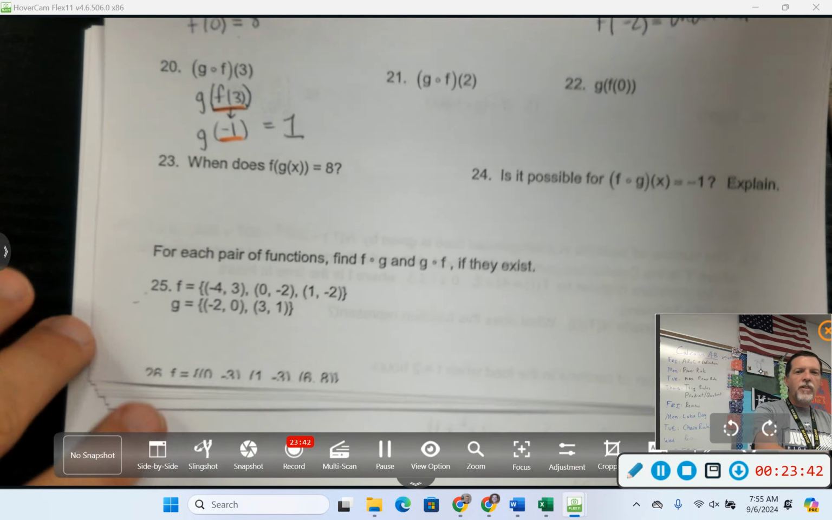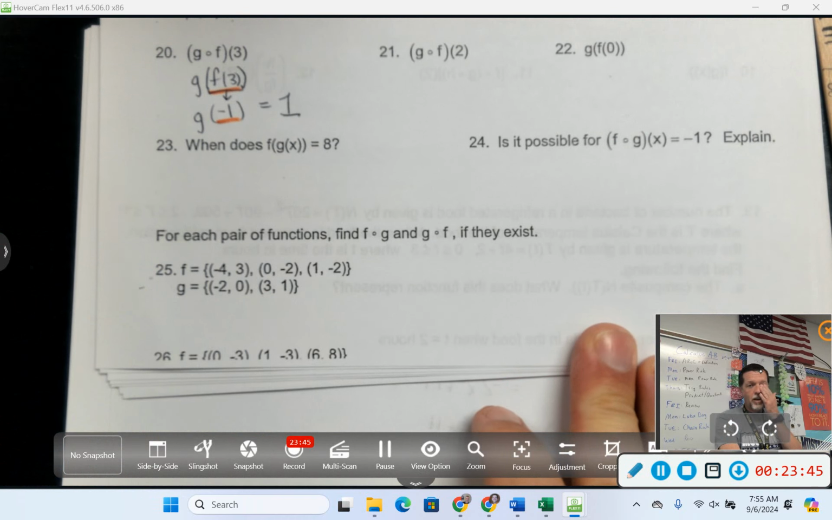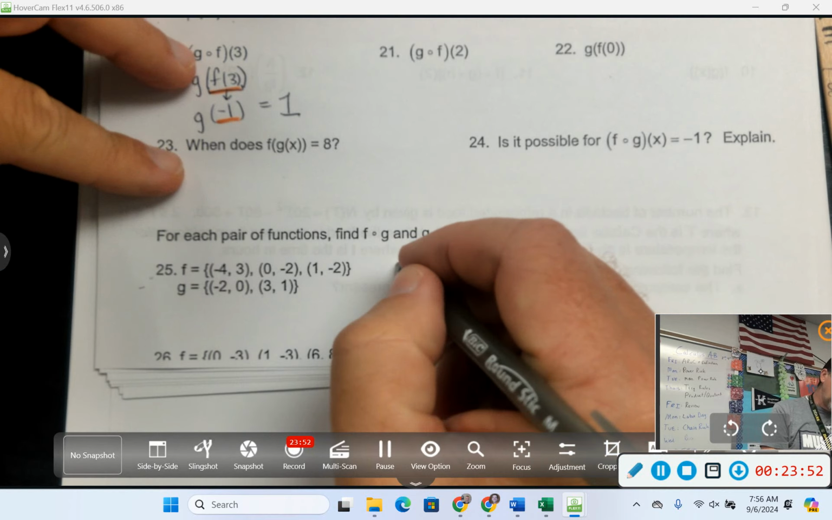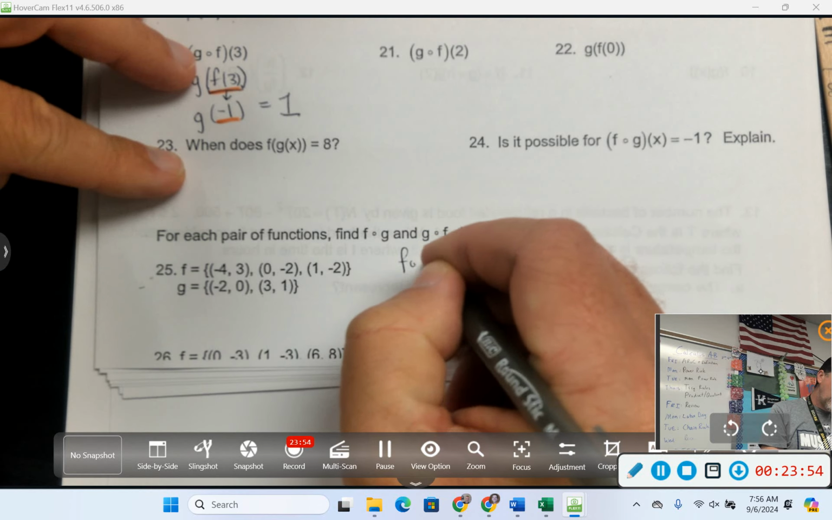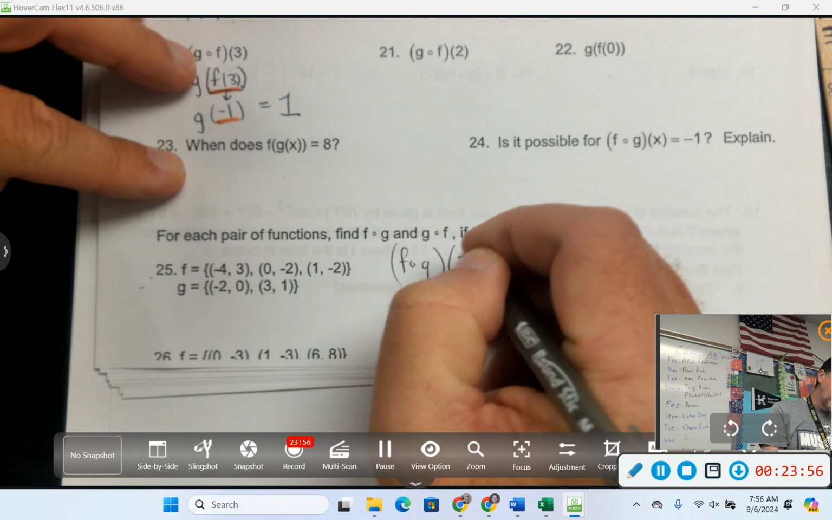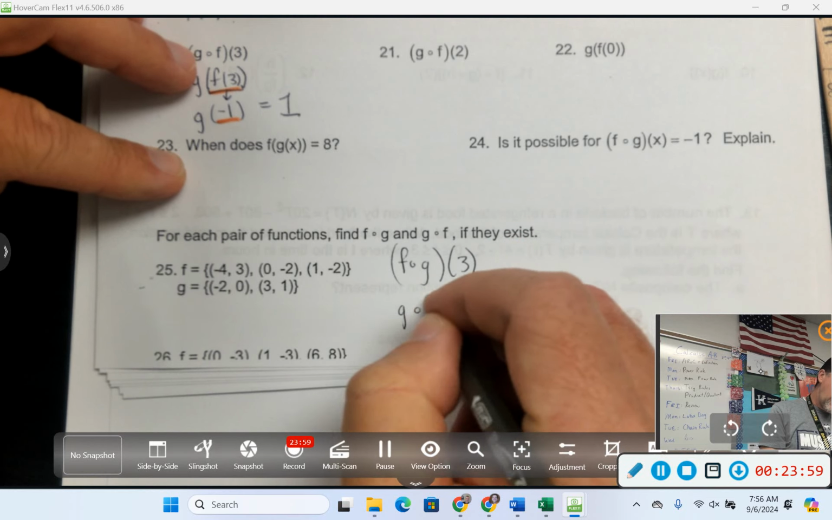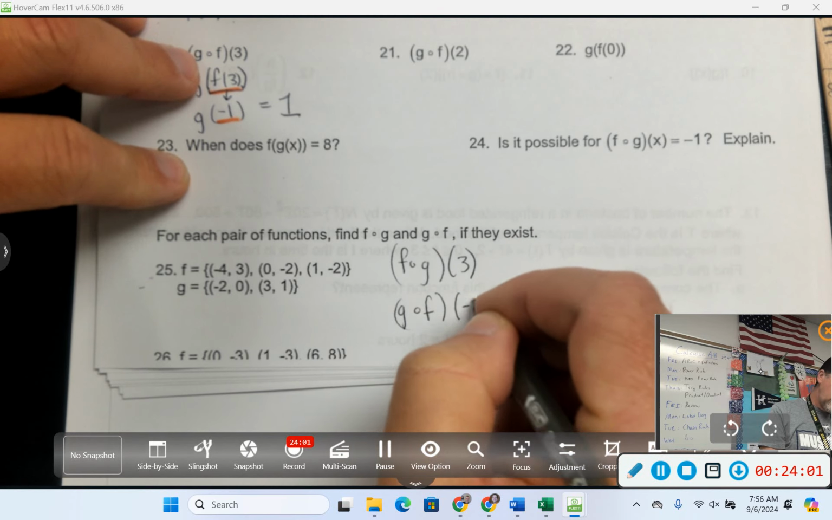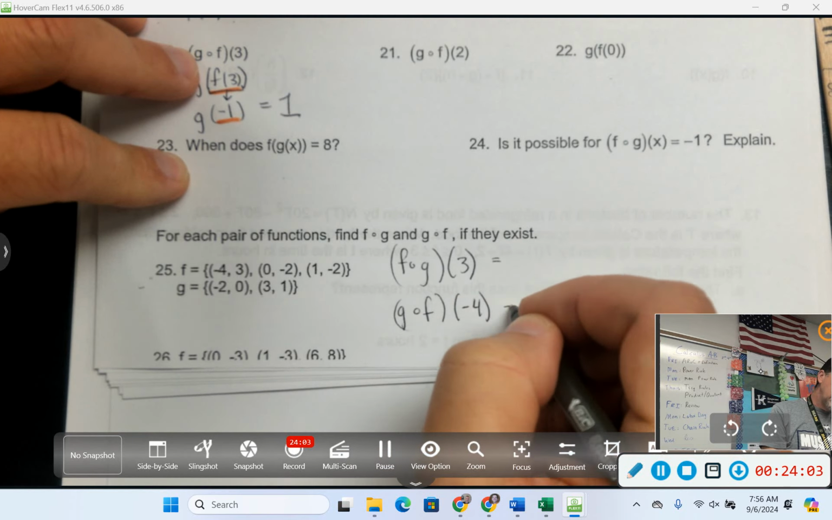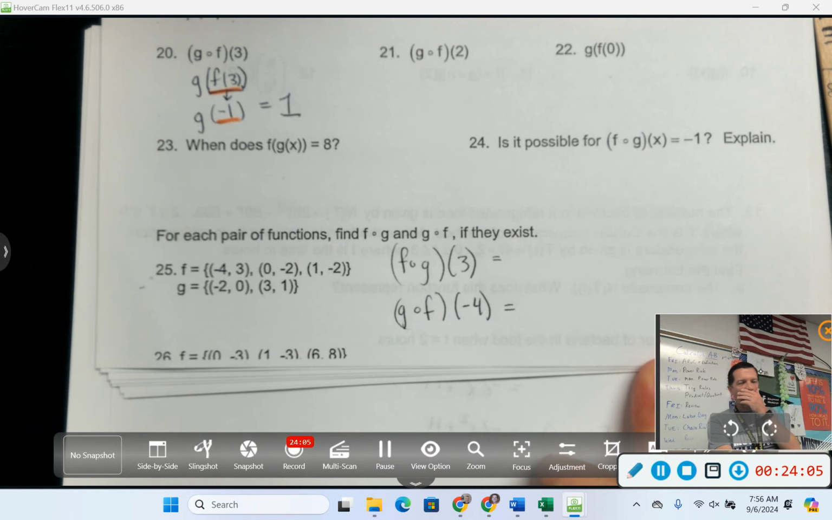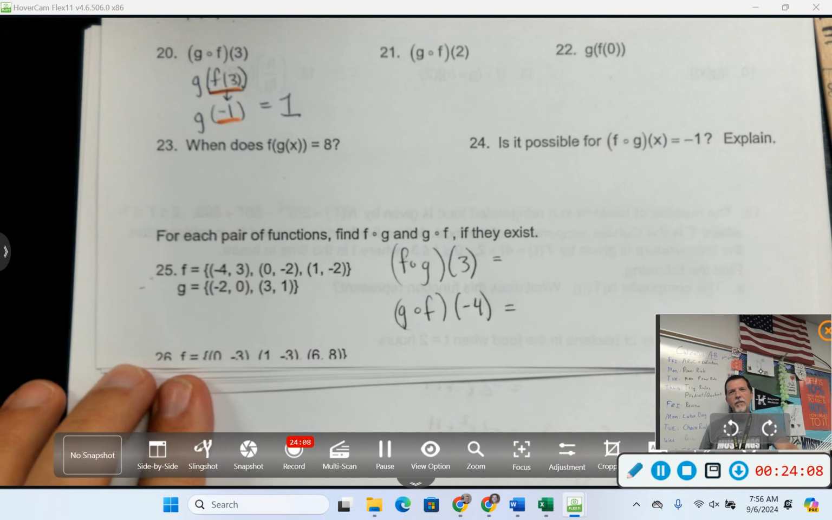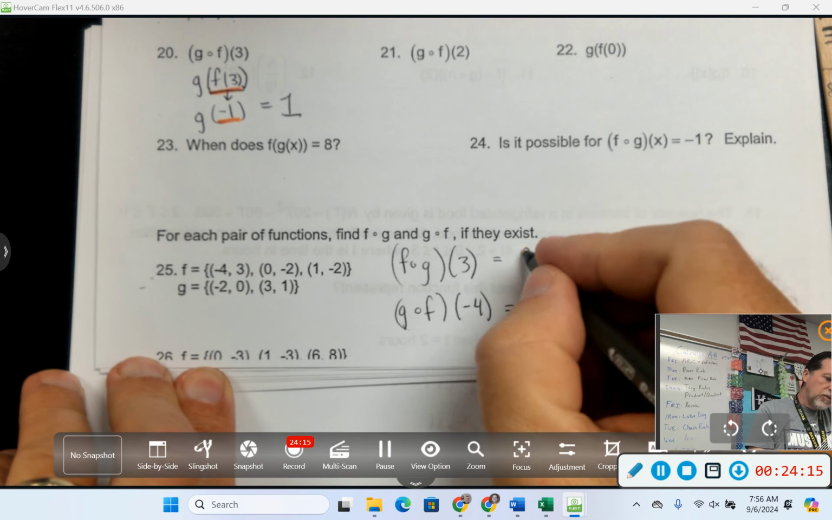Okay, for number 25, there needs to be more instructions there. It says find f of g and g of f, but there's a set of points, but it's not a good question. So let's find f of g of 3 and g of f of -4. Both of those will work. So now we're trying to evaluate functions not from an equation, not from a picture, but from a set of ordered pairs. So I'll do the first one with you.